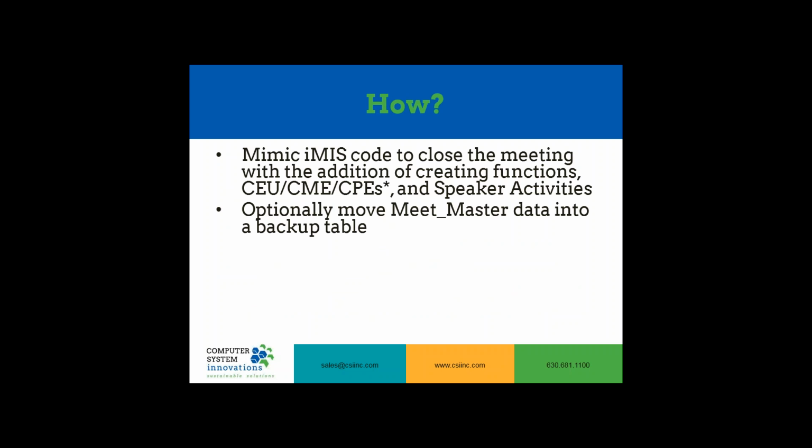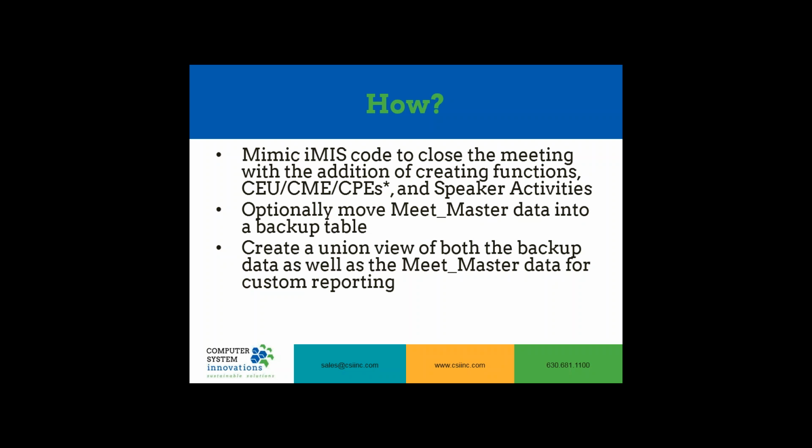We optionally moved the MeetMaster data. That's the data that you see in IMIS, your open events. We moved that into a backup table, so nothing's ever deleted with Meeting Closer. In fact, early versions of Meeting Closer had the ability to delete data, and we thought that's just silly. If you want to do that, go use IMIS, because we're not going to put something into Meeting Closer that we don't believe in. So finally, we create a union view of both the backup data as well as the MeetMaster data. So if you want to do some custom reporting, I'll show you how to do that today.